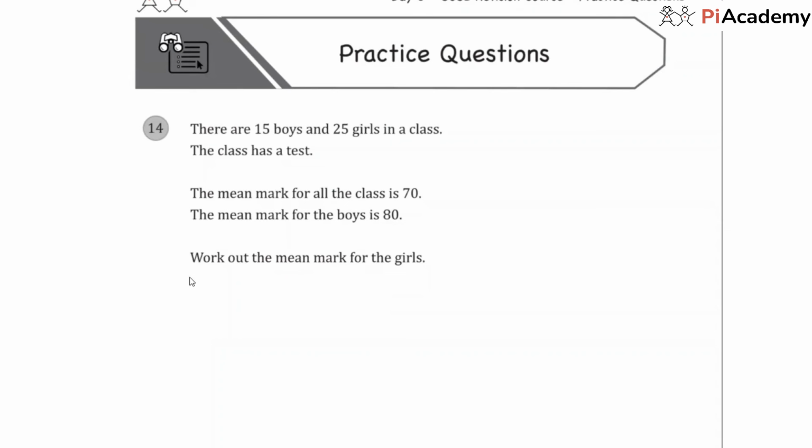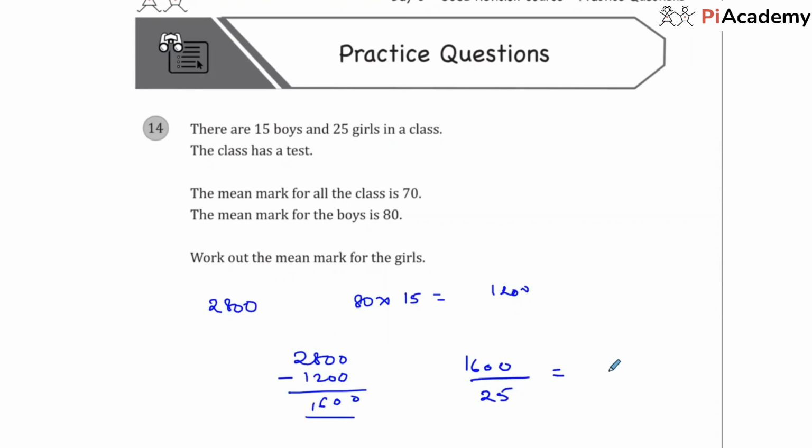For all the class, there's 15 plus 25 children, which is 40 children, and the mean is 70. So the total marks were 70 times 40, which is 2,800. And then there are 15 boys, and the mean is 80. So the total mark for the boys is 15 times 80, which is 1,200. So the total marks for the girls would be 2,800 minus 1,200, which is 1,600. And then the mean for the girls would be 1,600 over 25, which is 64.